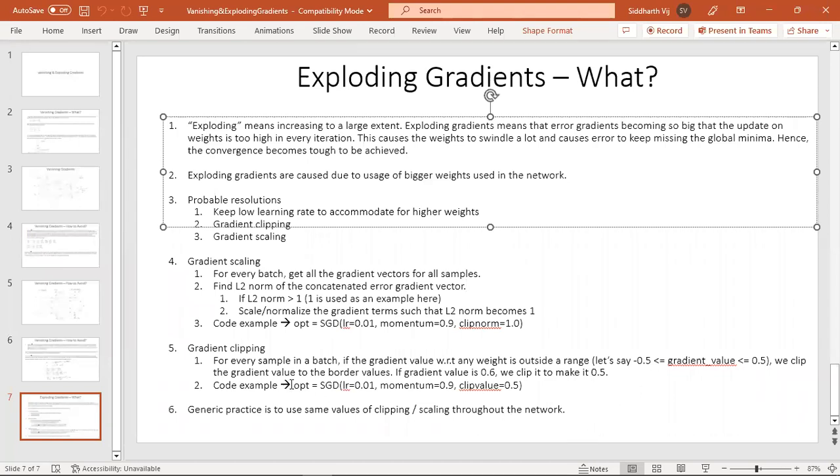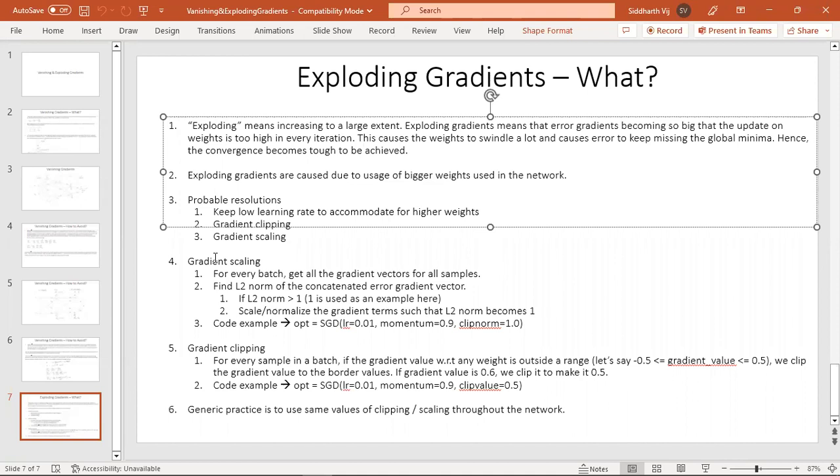An example is given here of a network. You're using SGD, and we've given a parameter called clip value equal to 0.5. That means the value or threshold should be between -0.5 and +0.5. The other way we can deal with exploding gradients is gradient scaling. As the name suggests, that means scaling the values of the gradients in the network.